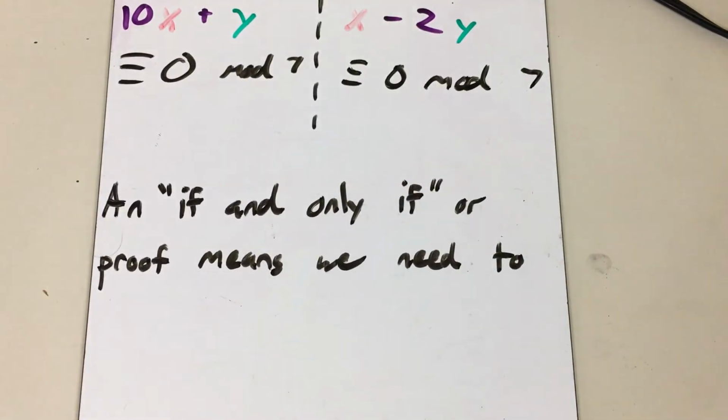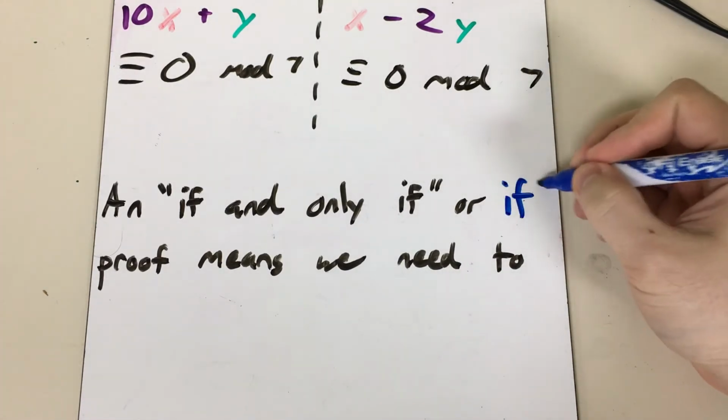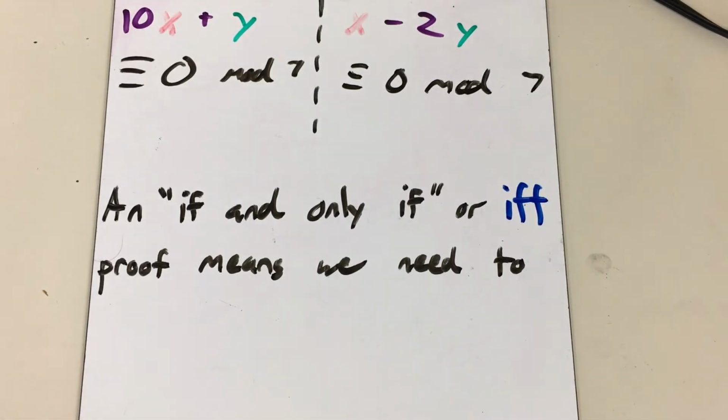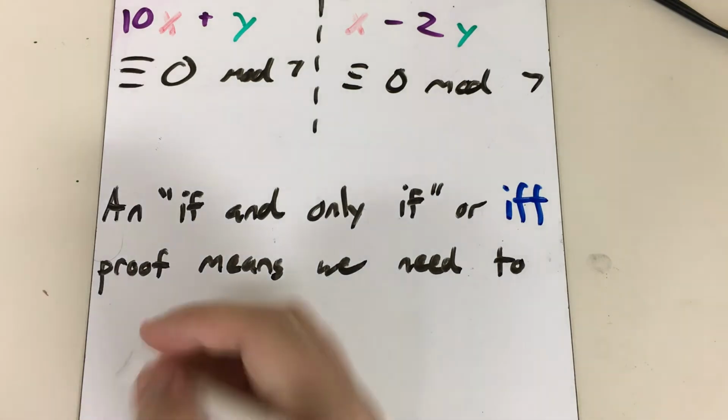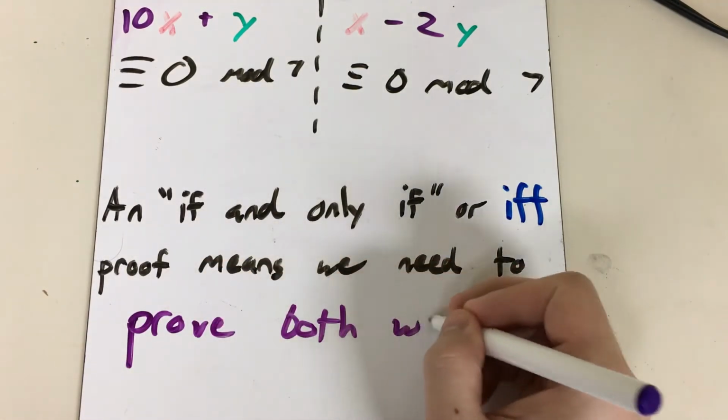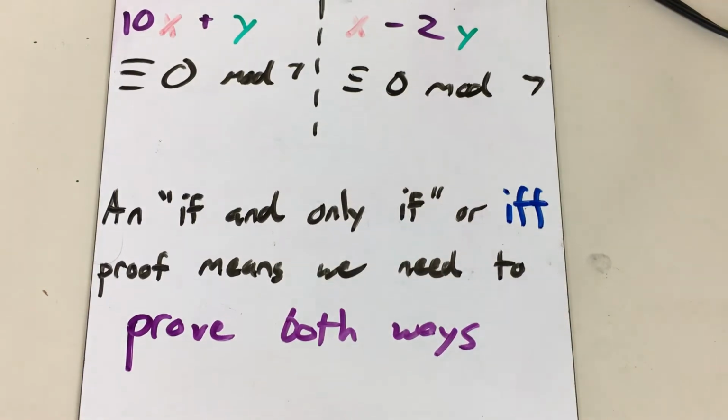And I do want to also talk about what an if and only if proof means. Another way you might see this written, and this is going to be exceptionally lazy, but mathematicians are exceptionally lazy. If you ever see "if" with 2 f's, that's what this means. And when we talk about an if and only if proof, that essentially means we need to prove it both ways.